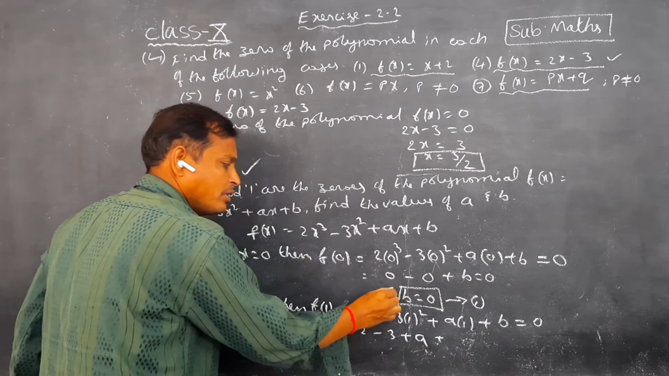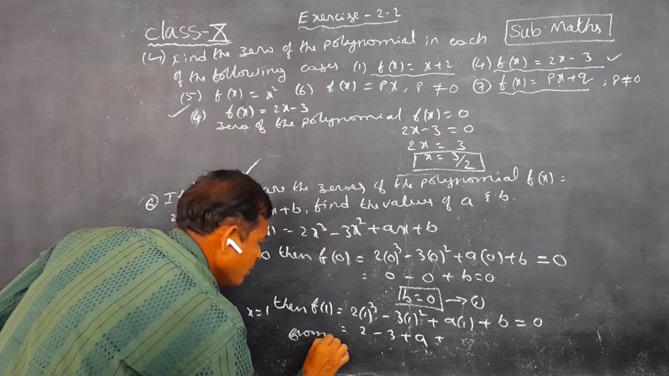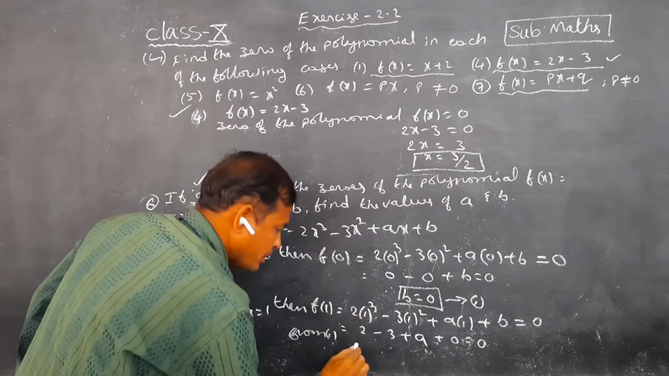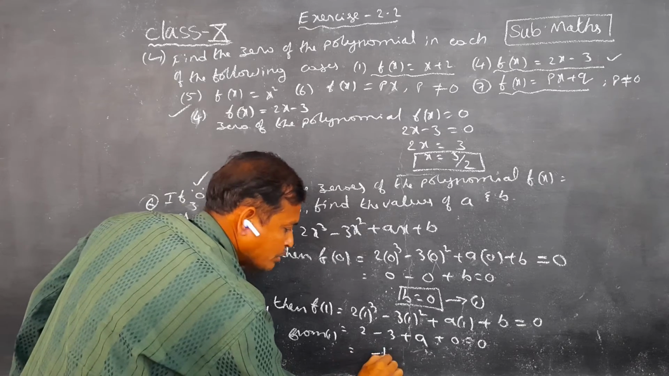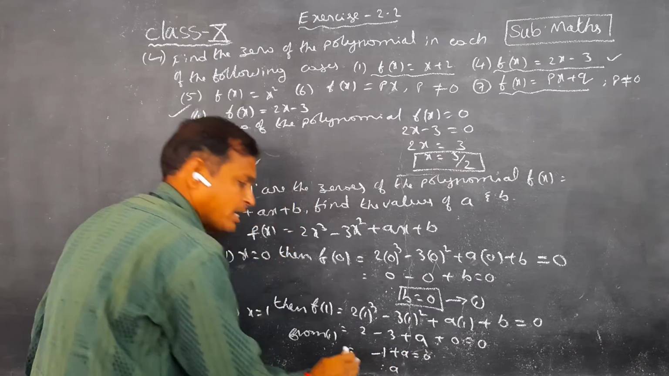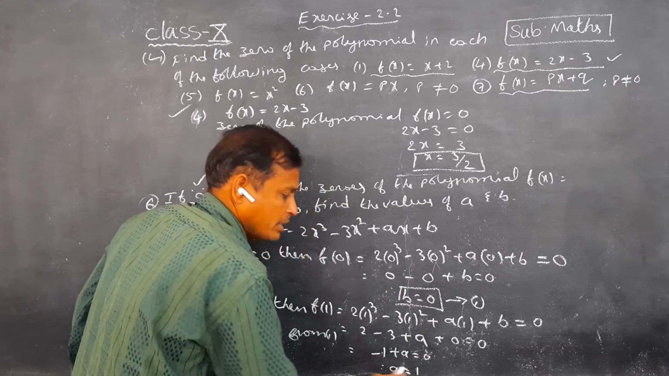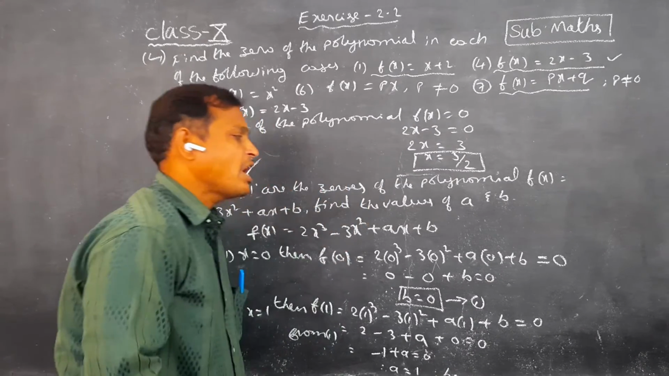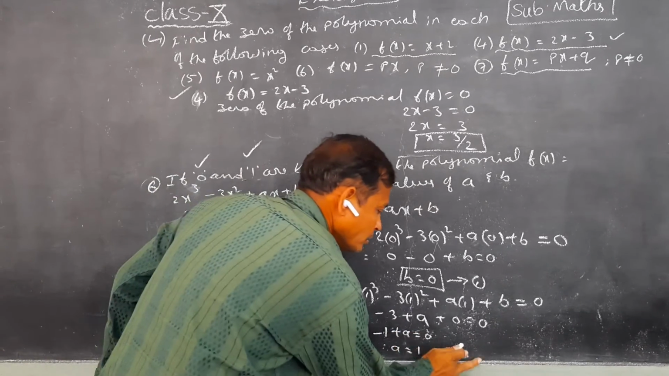What about the b value from above, children? From equation 1, what about the b value? b is equal to 0. So therefore, 2 minus 3 is minus 1, plus a is equal to 0, children. So the minus value transfers to RHS, and a is equal to 1. So therefore, a is equal to 1 and b is equal to 0. What are the a and b values, children? Yes, correct. a is equal to 1 and b is equal to 0.